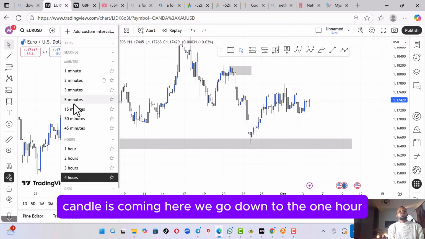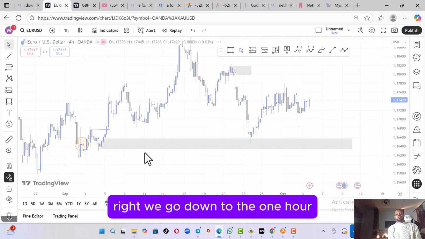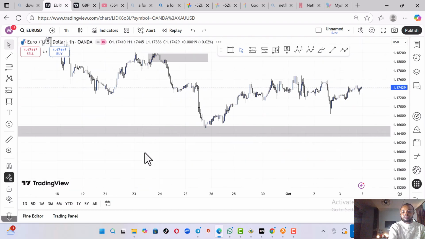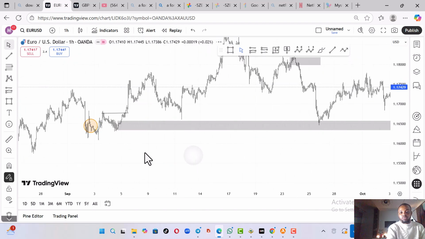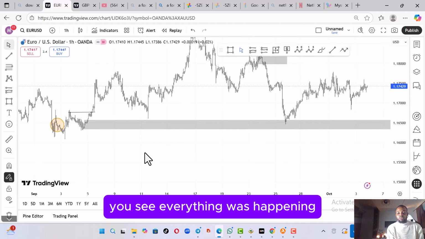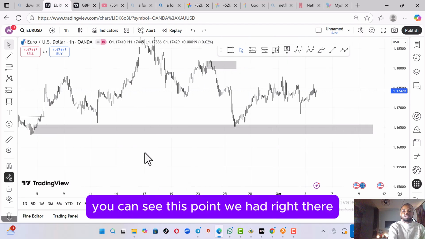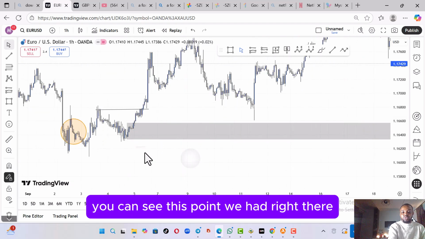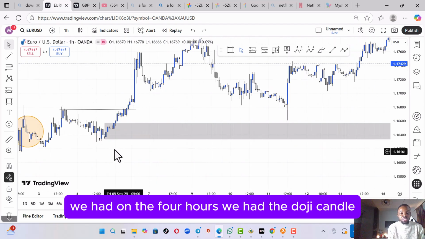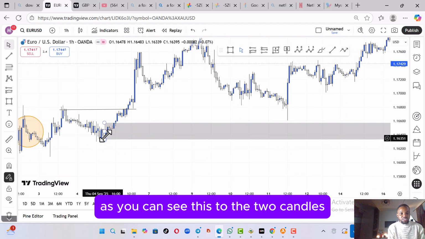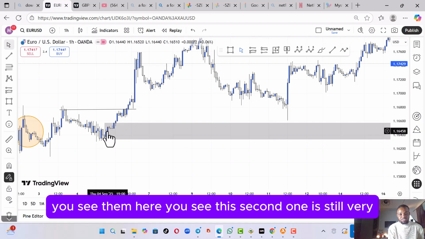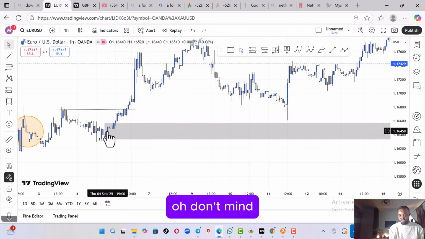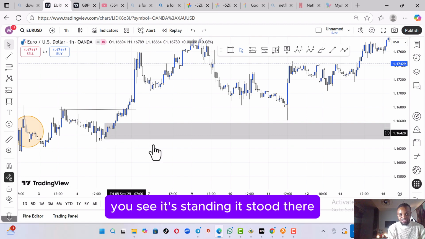So now what we are going to do, as this candle is coming here, we go down to the 1 hour, right? You see everything was happening. Remember this point, you can see this point we had right there, on the 4 hours we had the doji candle. As you can see, these two candlesticks did the supporting move, you see them here. You see this second one is still very strong, although it's not that big. Don't mind, it's small but mighty candle. You see, it stood there.